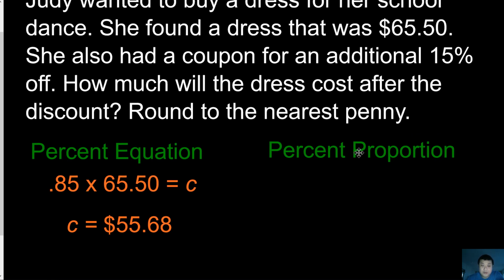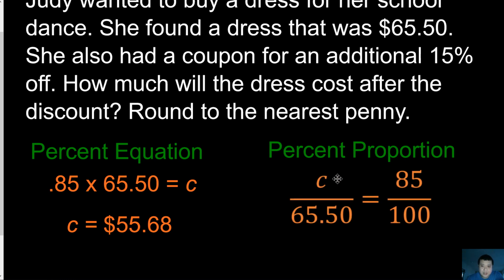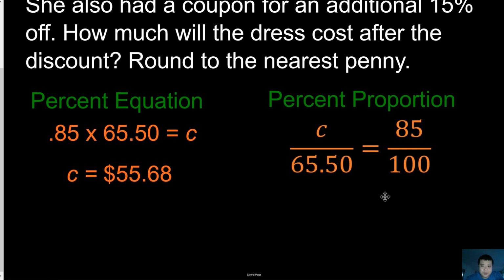Proportion-wise, this is 100%. We're looking for the part, and we're still looking for 85%. So we have to be very aware that we need to set up with 85%, not 15%. So the cost over the total amount originally equals 85% over 100%. Again, we're going to do the cross multiplication.